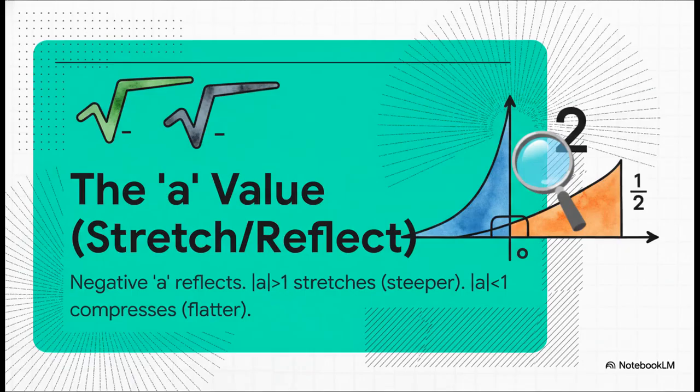And finally, we have a, which is kind of like the director of the graph's shape. This value is a triple threat. First, if a is negative, it flips the entire graph upside down. You get an upside-down eyebrow. Second, if its absolute value is bigger than 1, it stretches the graph vertically, making it look much steeper. And third, if it's a fraction smaller than 1, it squishes or compresses the graph, making it look a whole lot flatter.